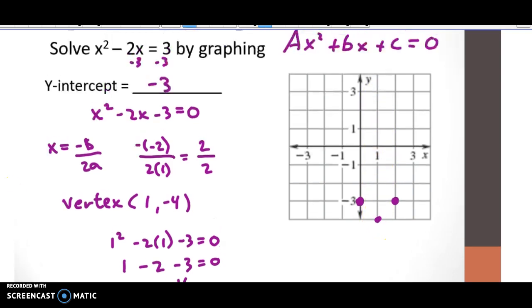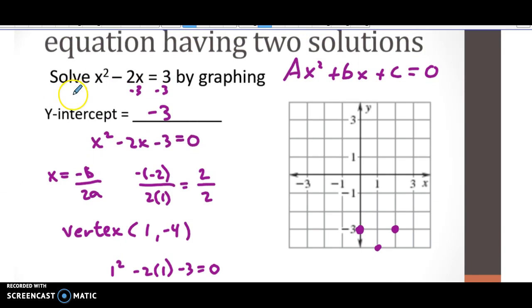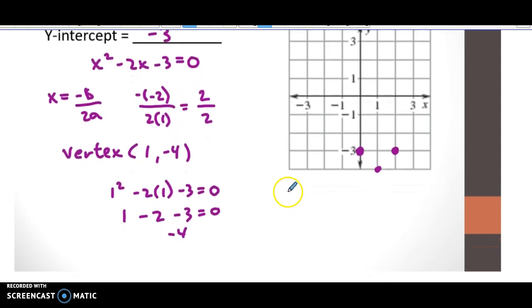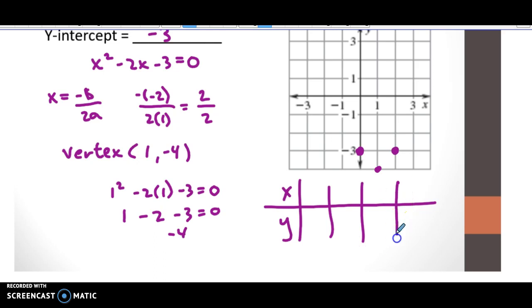I'm not quite done with my graph, and my whole point is to solve by graphing, so I need to figure out these x-intercepts. I can't just freehand this and guess. I need to do a little more work here. So I can make an XY table to help me fill this in. So maybe I'll look at -1, 0, 1, and 2.